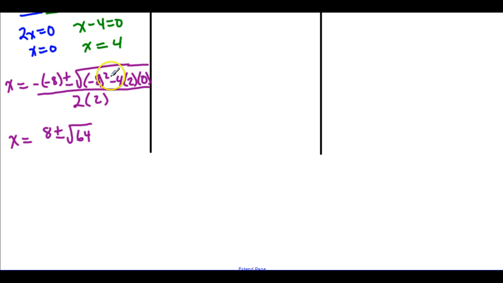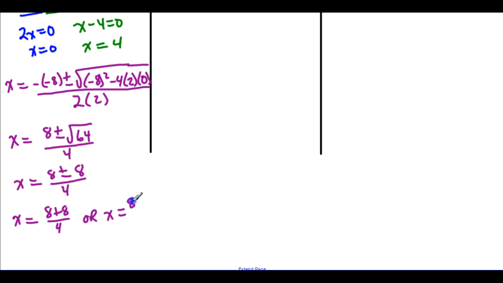This part over here, minus 4 times 2 times 0, is just going to be a 0, and so root 64 is all that's left in here, and the denominator is 4. 8 plus or minus, and root 64 now is going to be, square root of 64 is 8, and so I have x is going to be either 8 plus 8 divided by 4, or x is going to be 8 minus 8 divided by 4.